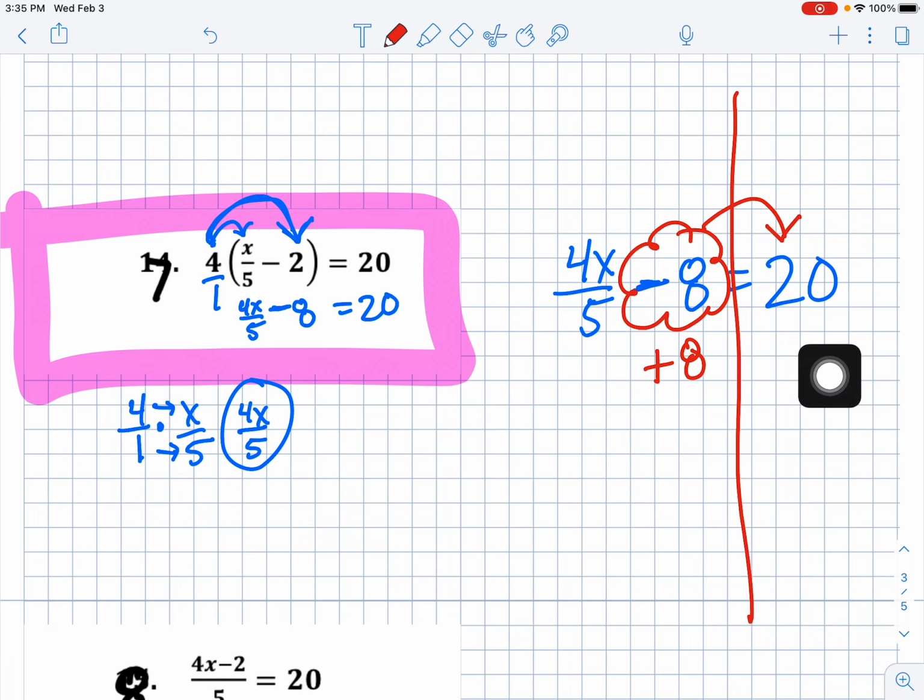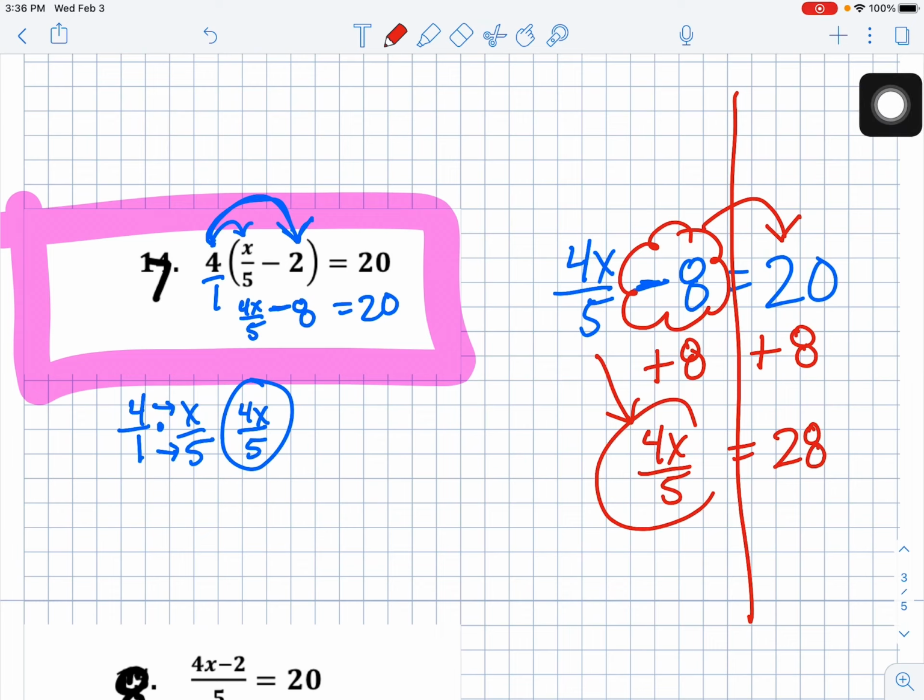And whatever I do to one side, I'm going to do to the other. And that's going to leave me with this side. I'm going to have 4x divided by 5 equals 28. I'm adding, not subtracting. 28. And then I need to get rid of this fraction.